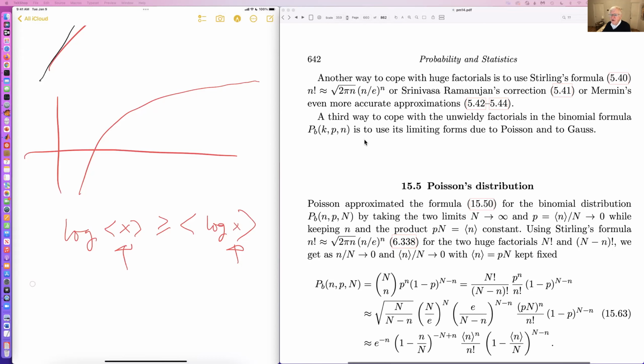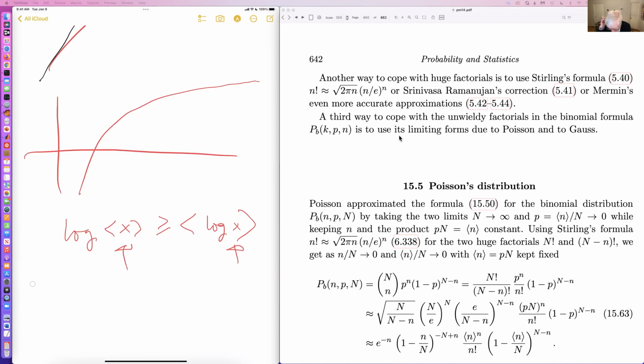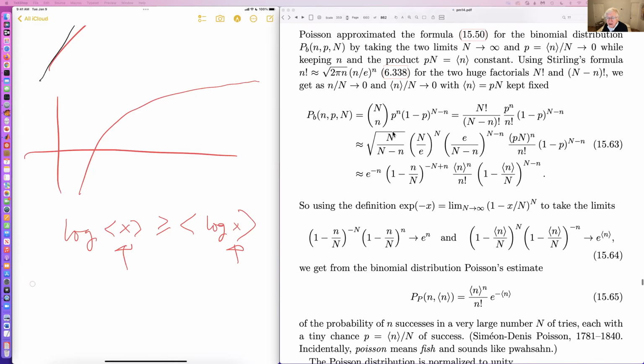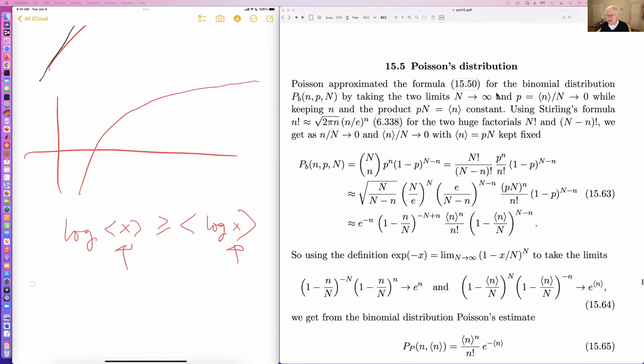I don't know. The third way, and this is in fact the reason for the Poisson and Gaussian distributions, is to cope with the factorials. And so what did Poisson do? He said, let's look at the Poisson distribution. Oh my goodness, I'm way out of time. Okay, so we're going to have to stop now, but I'll just say what Poisson did.